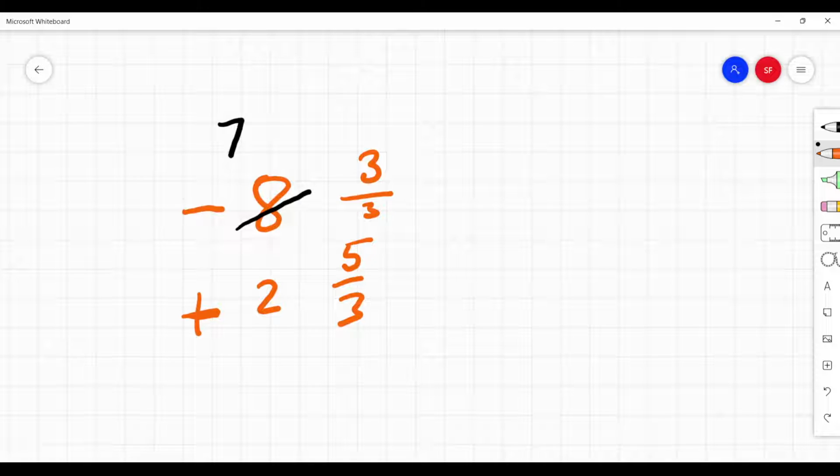Okay. So that's not enough because we're trying to take away 5. So what do we got to do now? We got to borrow again. So we're going to borrow from here, turning that into a 6. And then what's this going to turn into? 4. No, we're not adding 1. 13. We're adding the denominator plus the numerator, right? 6. So it's going to be 6.